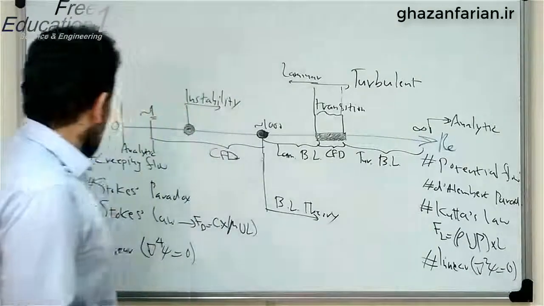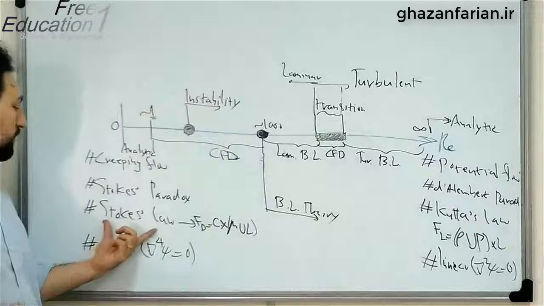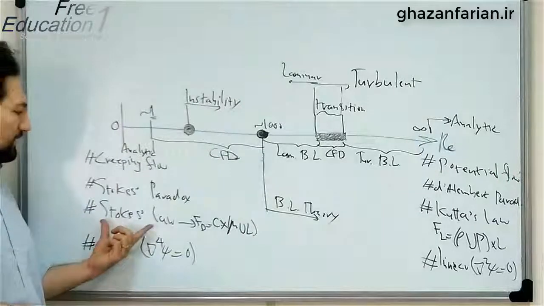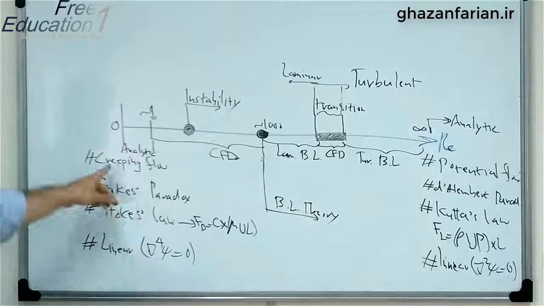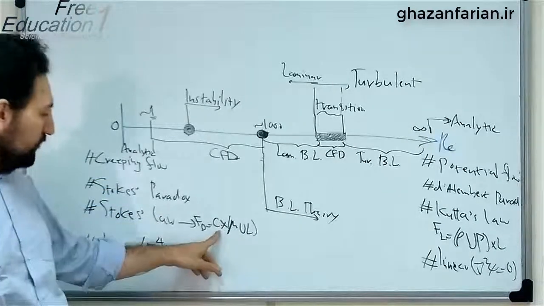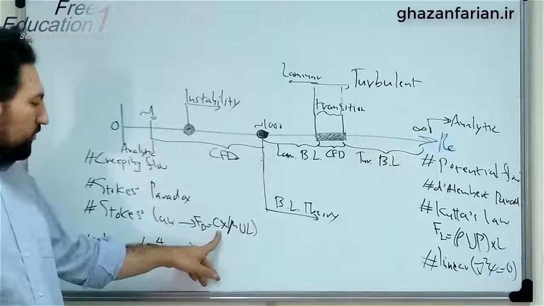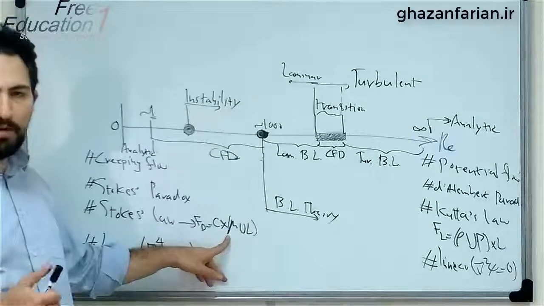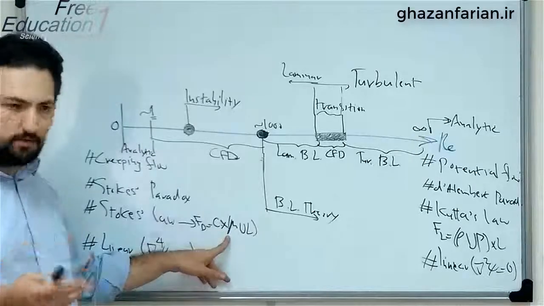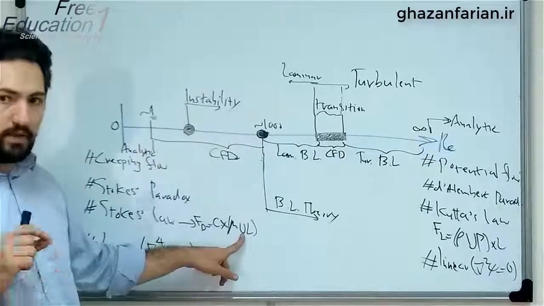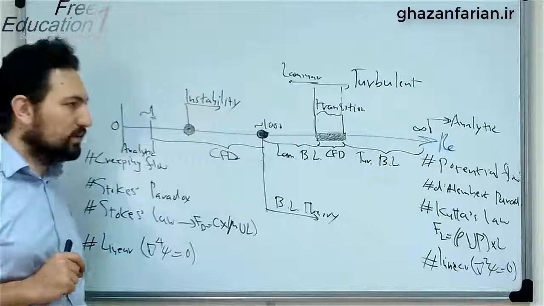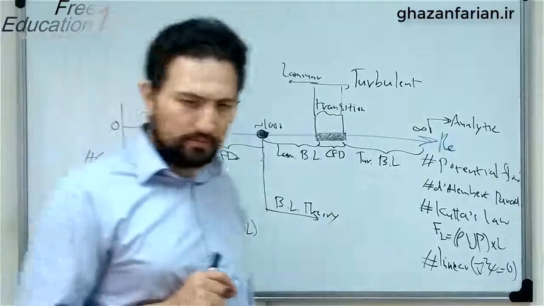But in the creeping flow, we have a Stokes law. The Stokes law says that the drag force exerted on a body placed in a creeping flow is proportional, see the constant here, to the product of three parameters. The first one is the viscosity of the fluid, the second one is the velocity of the fluid, or the velocity of the object, and the third one is the length scale of the problem.